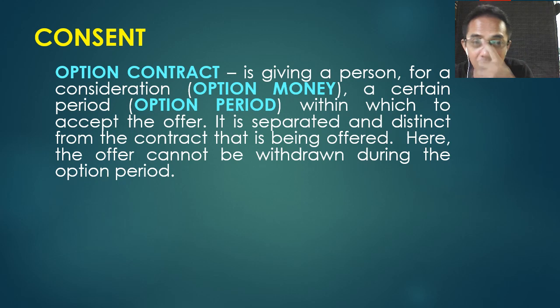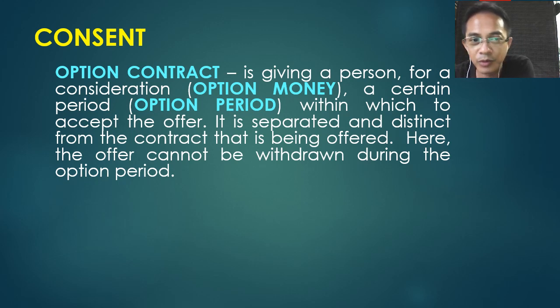Ang tawag sa contract na tong 1 week na with payment of 100 is called an option contract. The 100 is called option money. The 1 week is called the option period. Okay? Kapag may bayad ang option period, may bayad ng option money, kahit hindi pag-accept class, hindi pwede i-withdraw ang offer. Basta wala pa nag-lapse ang period.